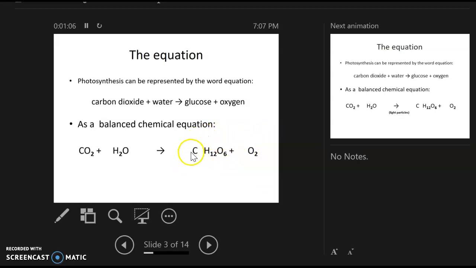This is the glucose. It's a carbohydrate, right? Food. And the correct formula is C6H12O6. So that's the first thing you need to know. Carbon dioxide plus water gives us glucose, C6H12O6, carbohydrate, and oxygen. And here's an important thing, the balancing.